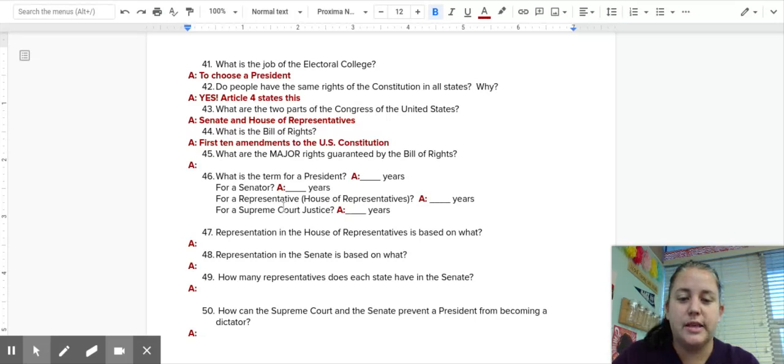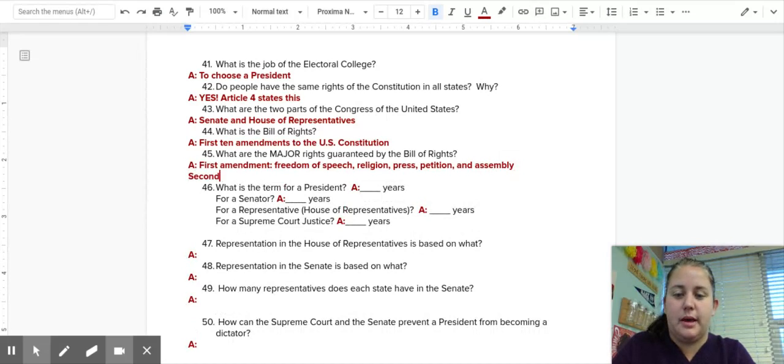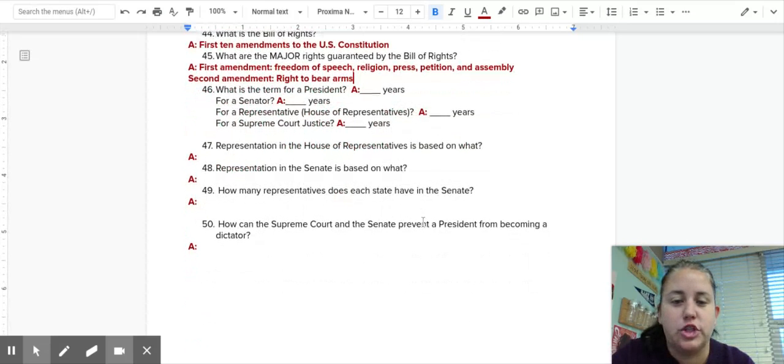What are the major rights guaranteed by the Bill of Rights? Well, we usually think of the First Amendment rights, which includes freedom of speech, religion, press, petition, and assembly. And we usually also think of the Second Amendment, the right to bear arms, that we can own our own weapons. All right, number 46 is asking us for the term of office for each of these.